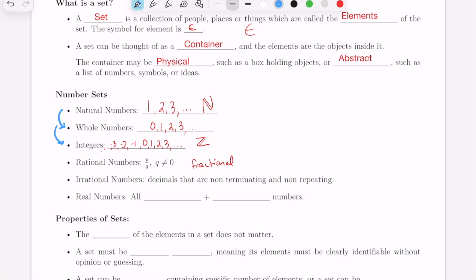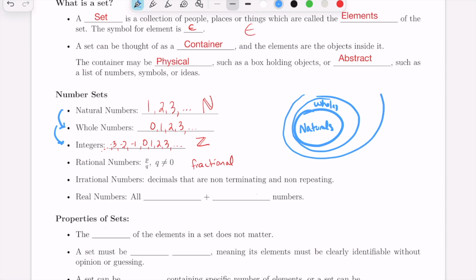In fact, some people like to make almost like a Venn diagram. I'm going to make a little visual like this, where we say, these are the naturals. And then slightly bigger than the naturals are the wholes. In fact, they're all the same numbers, but the wholes also have 0. And then you can see we have the integers.